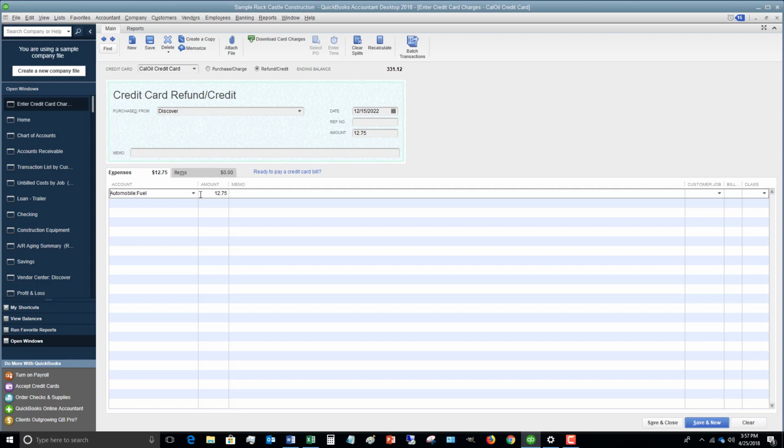So hopefully that clears up recording these cashback rewards on your credit card.